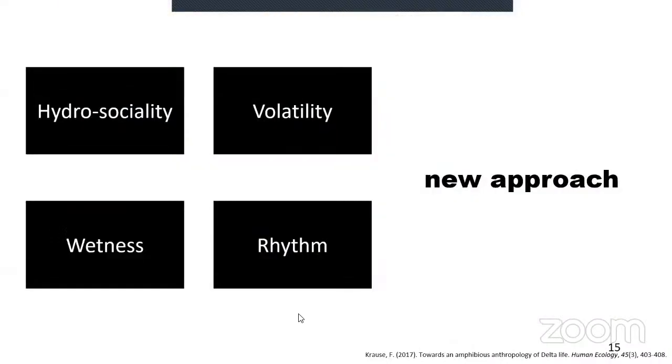So Krause, in his work Towards an Amphibious Anthropology of Delta Life, had etched out 4 lenses to study life in deltas. Now, he comes from an anthropological background, and that's the theme of this paper. So the project Land Can Sometimes Be Water looked at how these lenses could be applied to the discipline of landscape architecture when it comes to the context of deltas. The research also looks at what kind of drawings can best represent these lenses and what decisions critical to design could be taken with the help of these lenses.